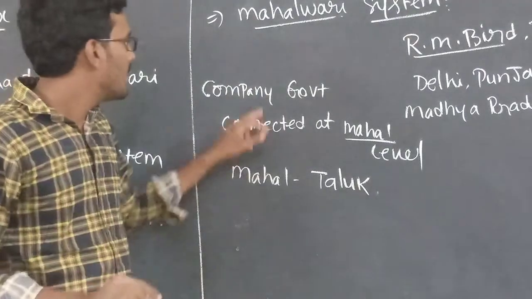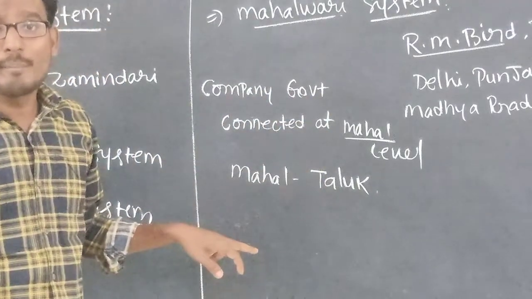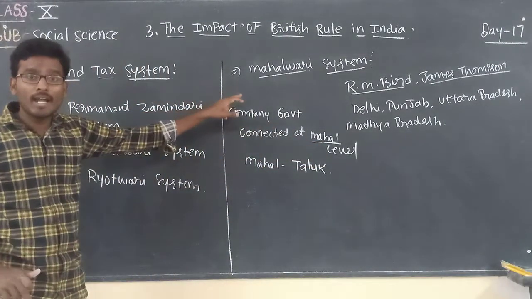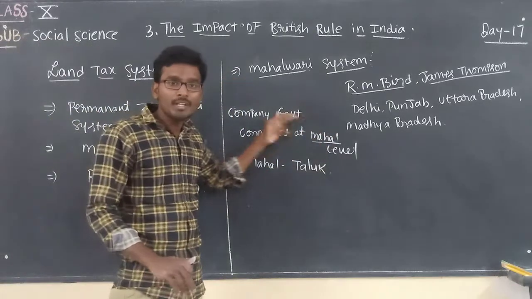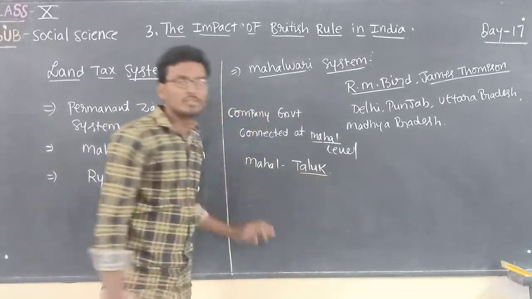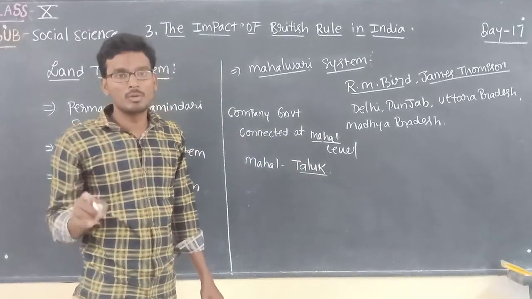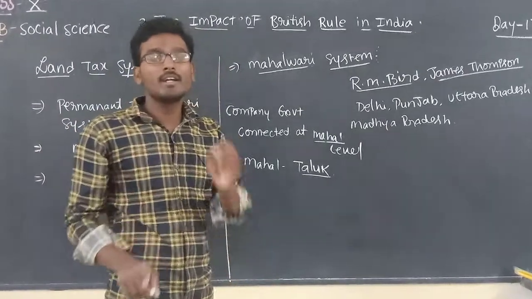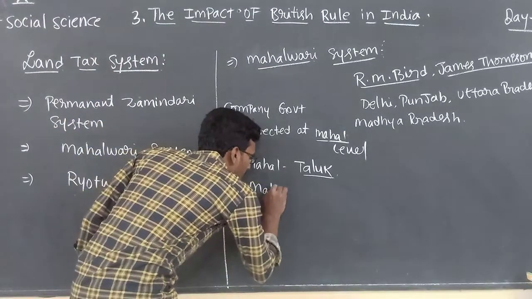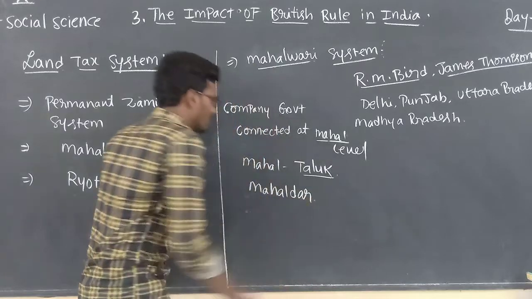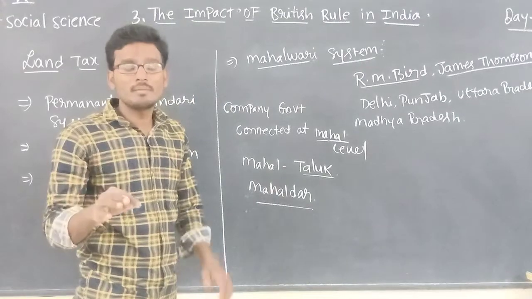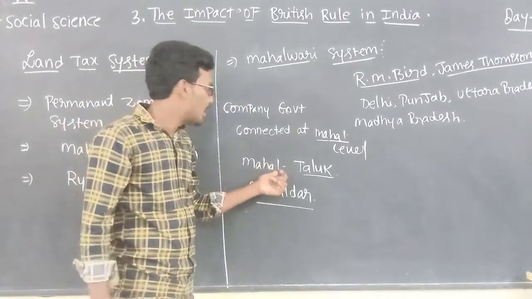I hope you are very clear. Company government means East India Company government connected directly at a mahal. In the first system, East India Company connected with zamindars. But in the second system, it connected with the mahal, meaning taluk. For each and every taluk, one representative appointed to collect land tax is known as Mahaldar. The Mahaldar is responsible for collecting land tax for the British from the mahal level.